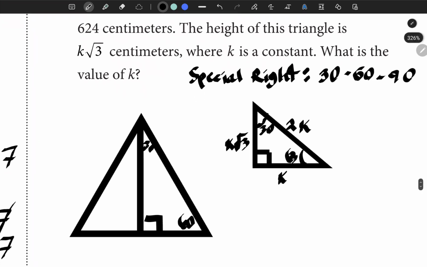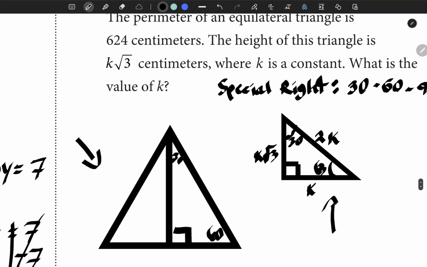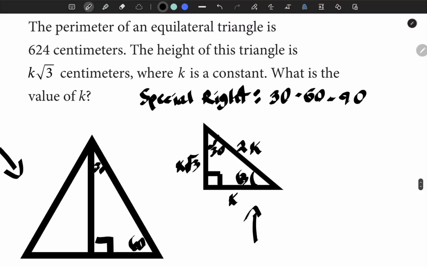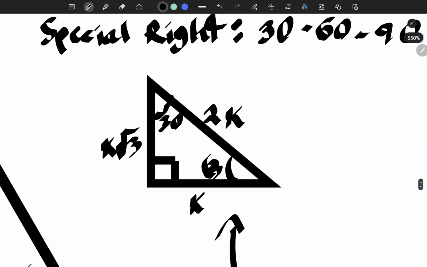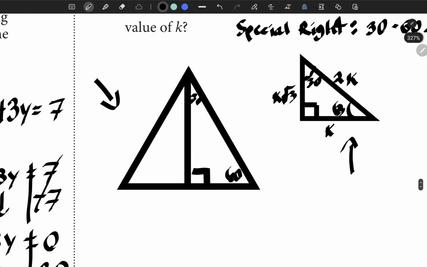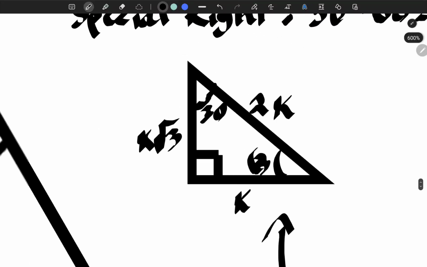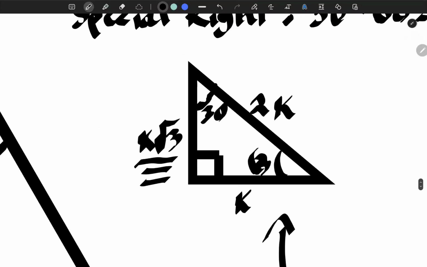So first of all, this is the type of triangle that we have. I'm going to go ahead and show you. That is the triangle that we have. They're giving us this information, telling us what k is going to be. So basically, we're going to have to divide the first triangle in half. And now they're going to tell us, once we divide it in half, that this side is going to be k square root of 3.